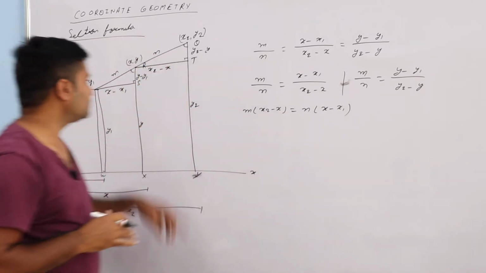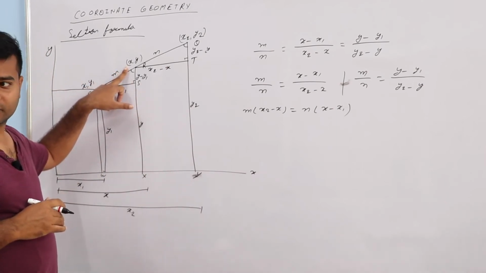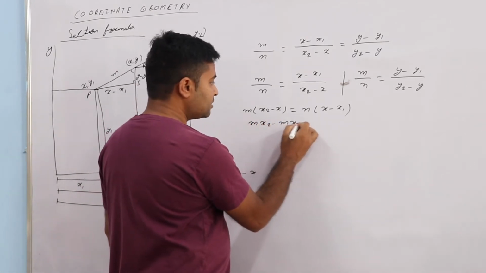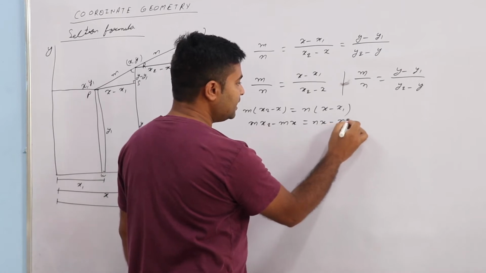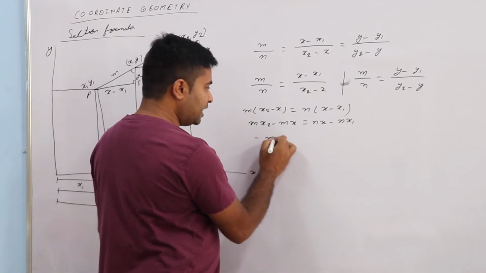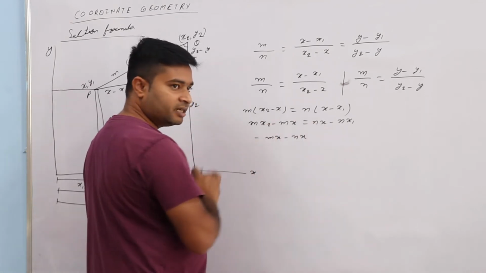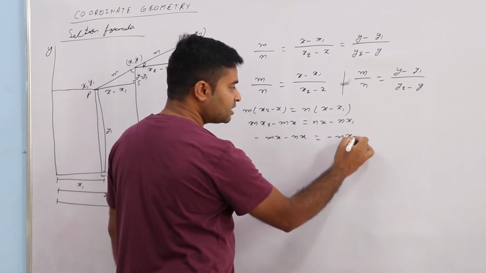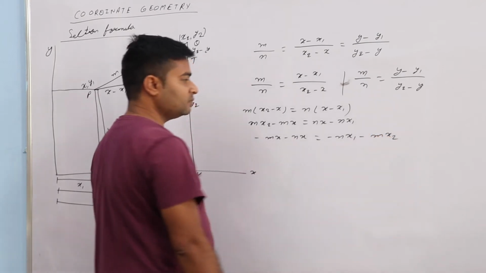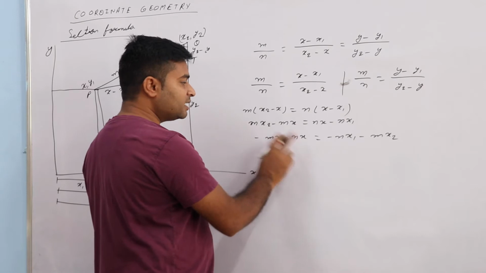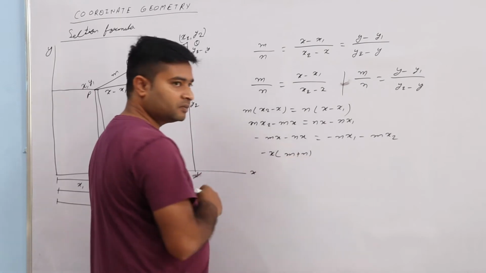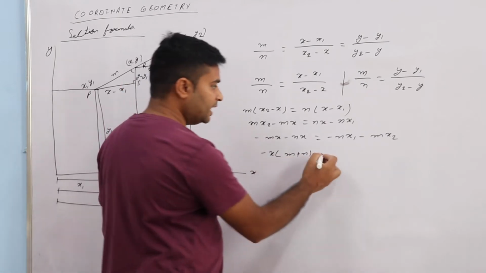Now we should find the value of x, this coordinate. So multiply it: mx2 minus mx is equal to nx minus nx1. X terms bring one side. So minus mx minus nx on this side is equal to minus nx1 minus mx2 on this side. Take minus x out, so m plus n.